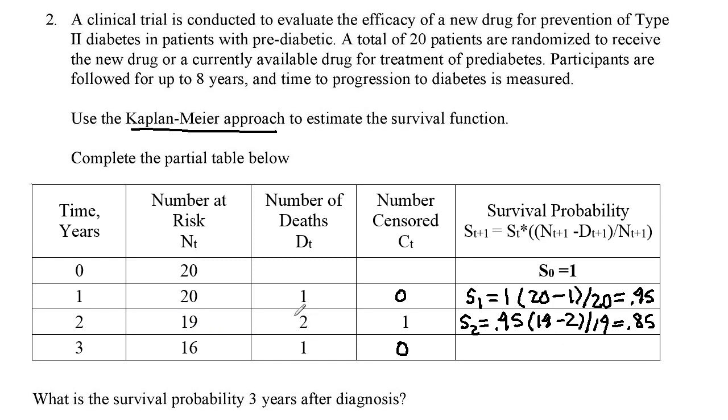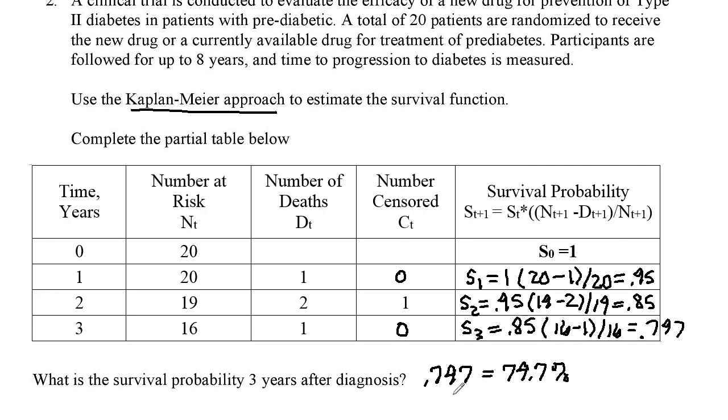Now we had 19 at risk, 2 progressed, 1 was censored. That's 19 minus 3, so now 16 are at risk, and we had 1 more progress at time 3. So S3, the survival probability at time 3, is going to be that 0.85, and it never hurts to carry this out more decimal places, times number at risk minus progressions divided by number at risk. So 16 minus 1, divided by 16. That's 15 sixteenths. To 3 decimal places, that's 0.797, or 79.7%. You can list that either way. I believe this is a multiple choice question, so you'll know whether to use decimal or percent.